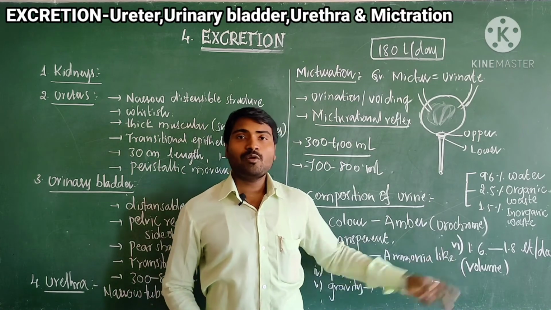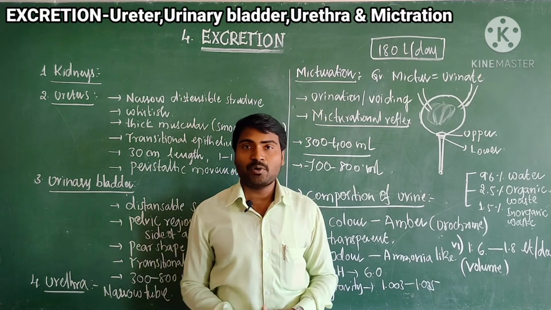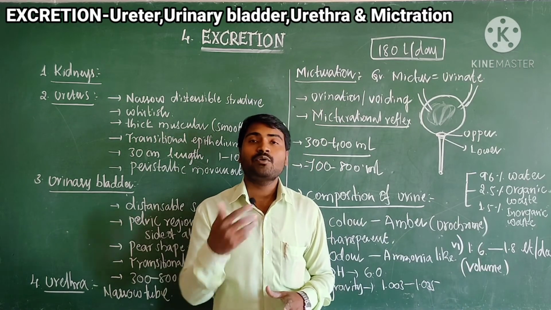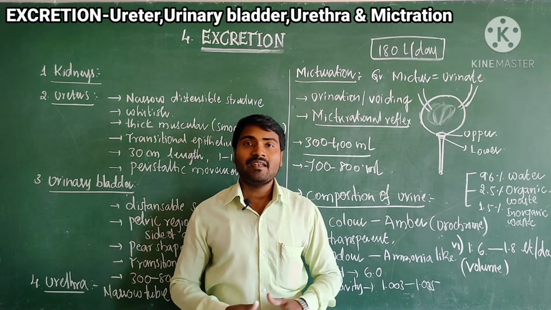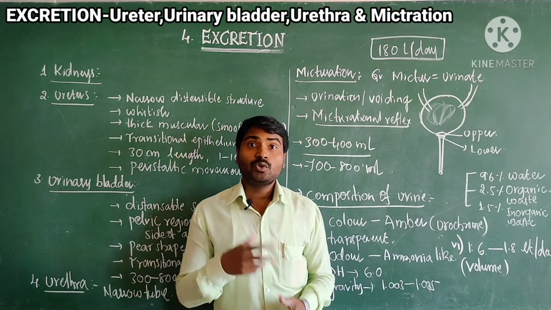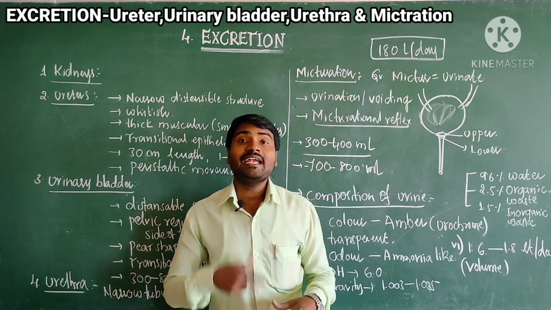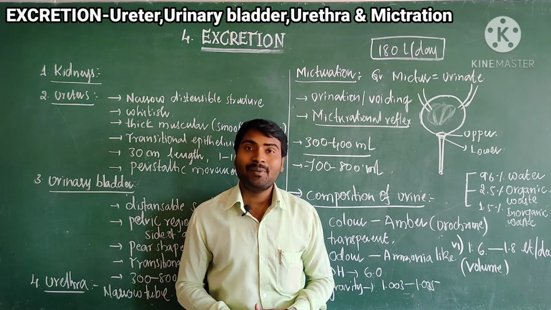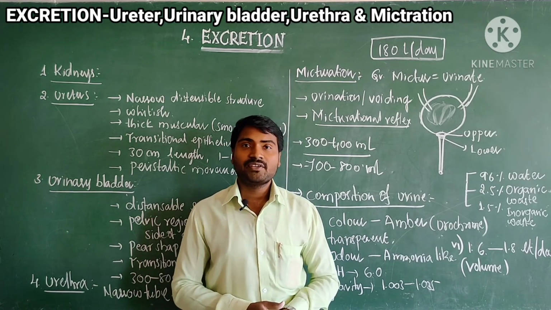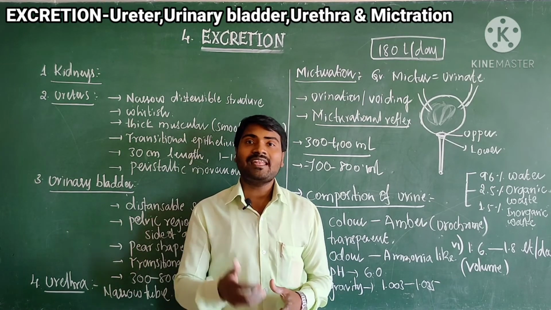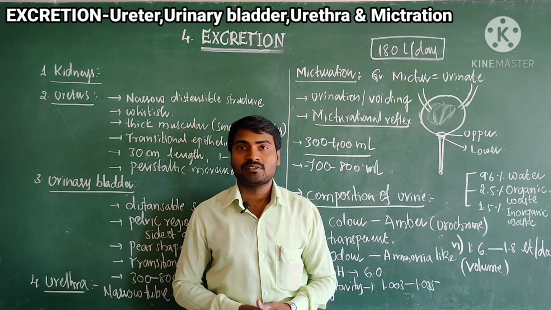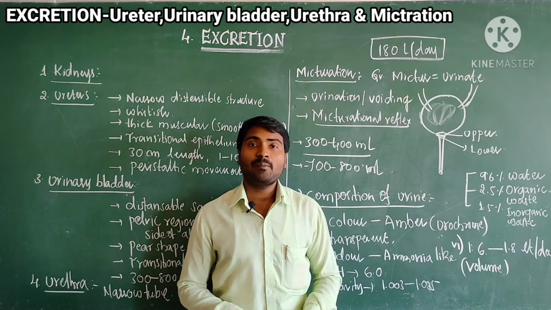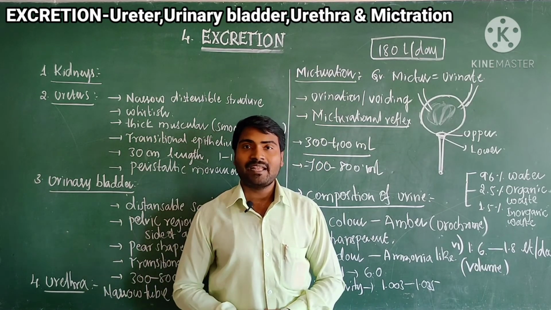Coming to the volume of the urine: how much urine is produced per day? Nearly 1.6 to 1.8 liters of urine is produced per day by a human being. Do you know? Nearly 180 liters of primary urine is produced in the kidneys. In the PCT region, most of it, more than 90%, is reabsorbed by our body. So finally only 1.6 to 1.8 liters is produced per day.